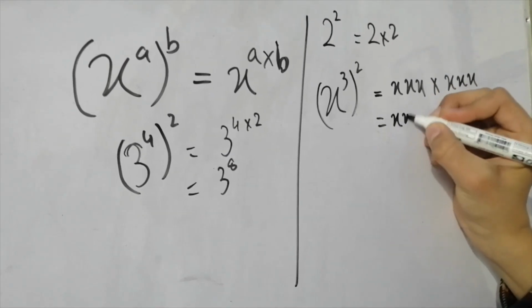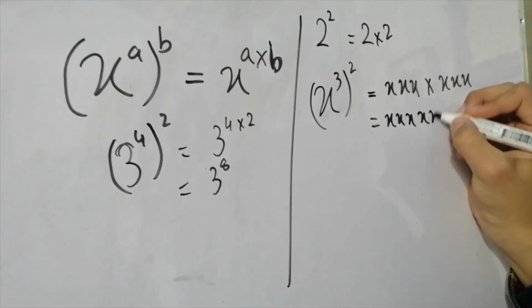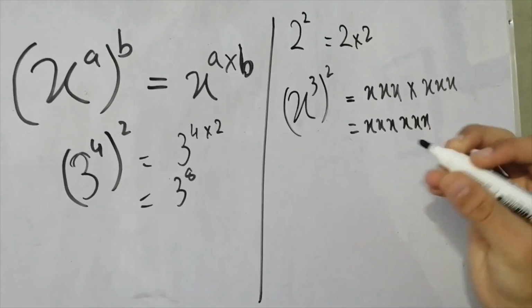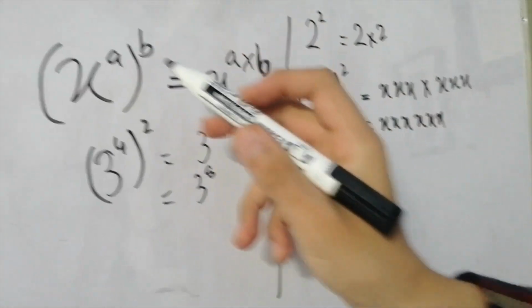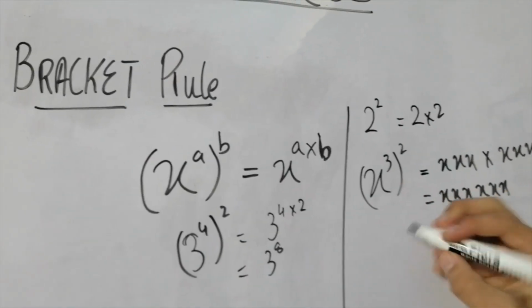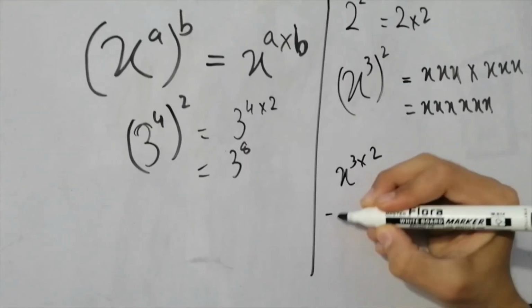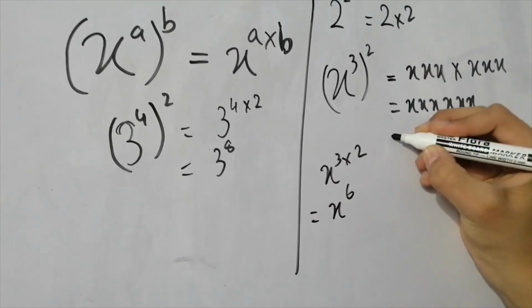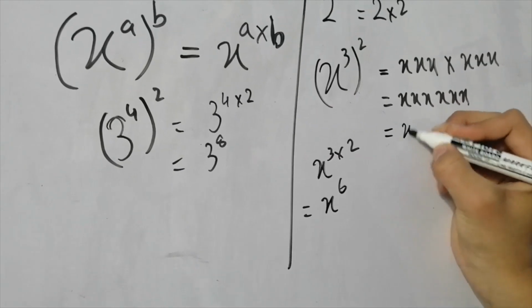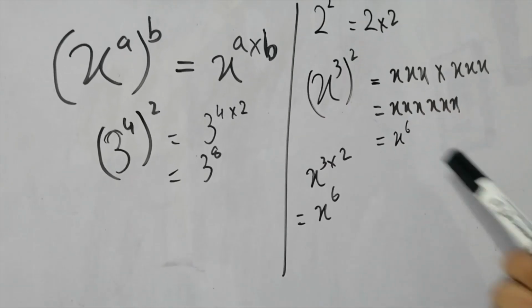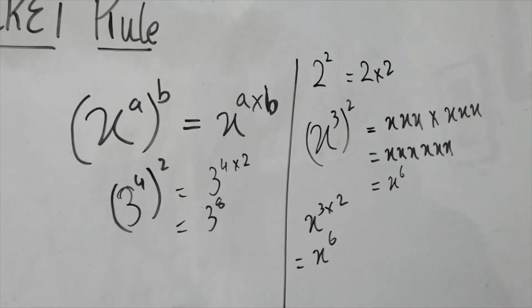This becomes 6 x's. And if we use the bracket rule to solve this, this will become x power 3 into 2, which is x power 6. And these are 6 x's, which means x power 6. So the answer is the same, which proves the bracket rule.